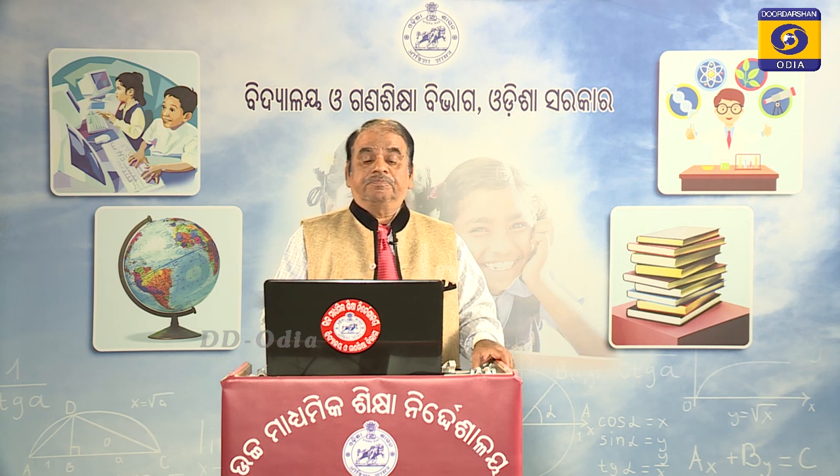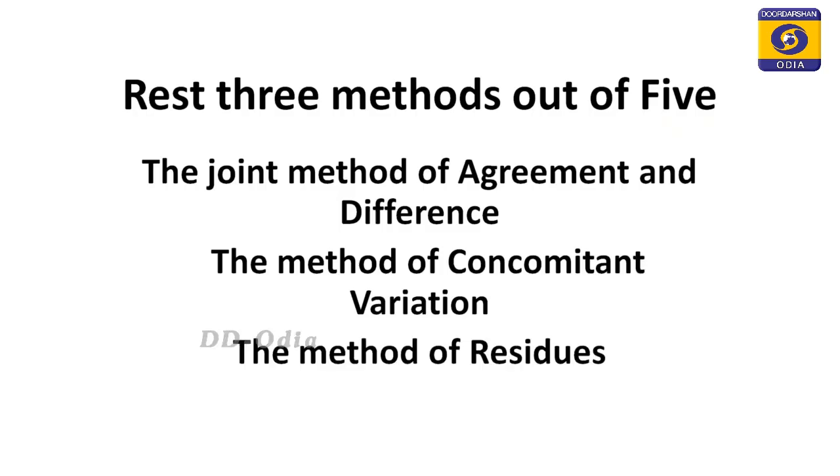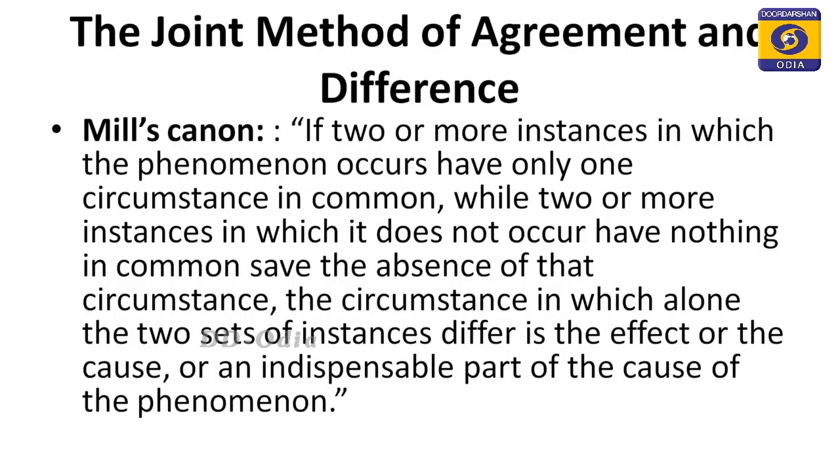Those three are the joint method of agreement and difference, the method of concomitant variation and the method of residues. First of all, we shall take up the joint method of agreement and difference. As you see, the name suggests what the method is going to follow. It is the combination of two methods we have already discussed, that is the method of agreement and the method of difference.